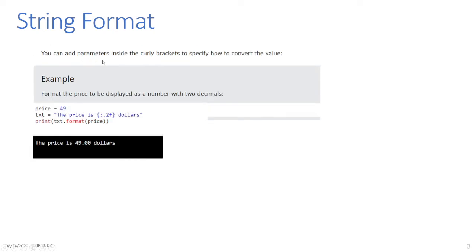You can add parameters inside the curly brackets to specify how to convert the value. For example, format the price to be displayed as a number with 2 decimals. So we have price equals 49, then text: the price is, and then we have the format colon .2f dollars. So print text dot format price. So the price is $49.00.